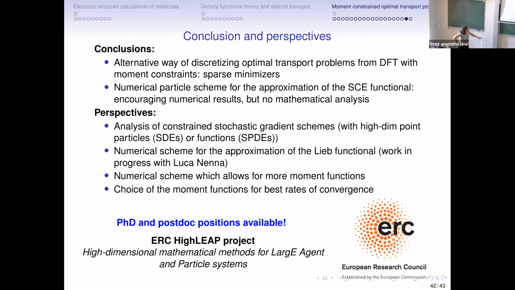And there are also lots of open questions related to it. We've got some partial answers in some particular test cases. In particular, how should we choose the moment functions, and what is the error that we make when we use the approximate moment constrained approximation with respect to the exact problem? So we've got some partial answers in the case of 2 electrons, but nothing very general at this point.